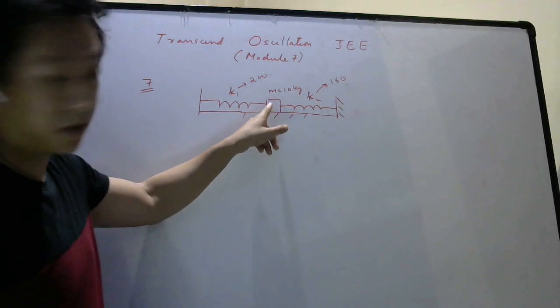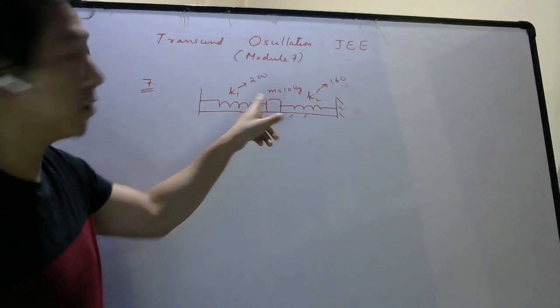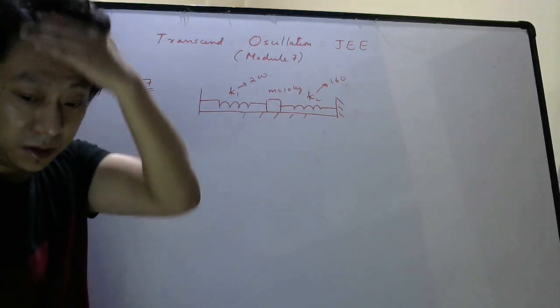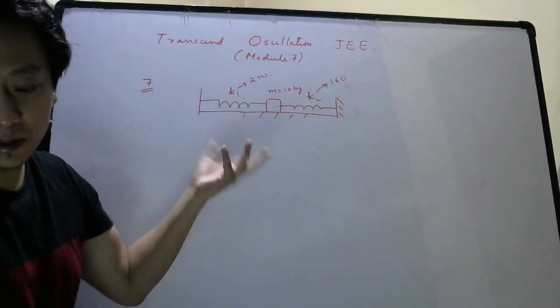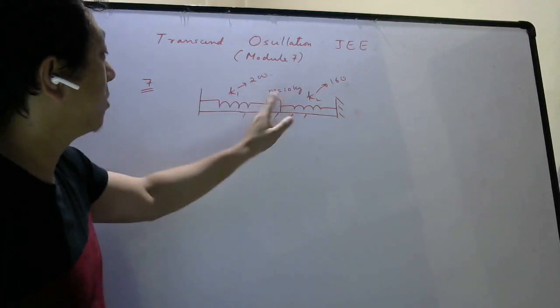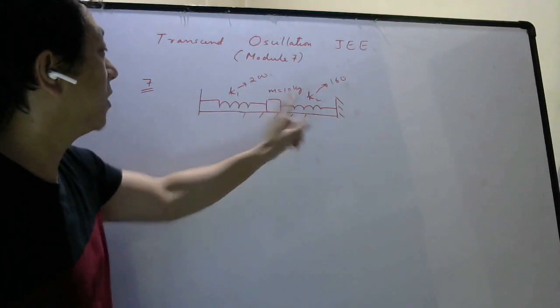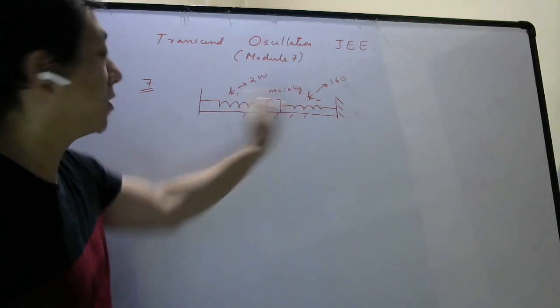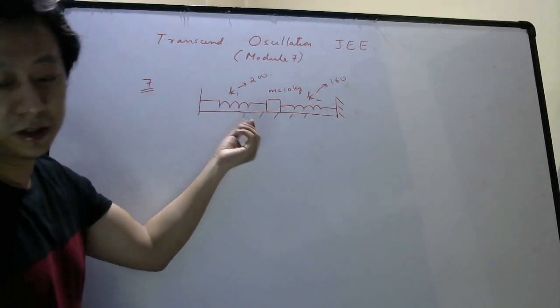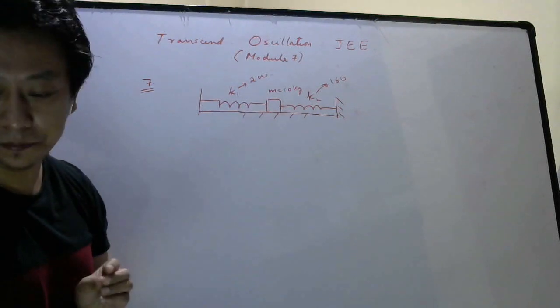Initially the block is at rest here at equilibrium. So both the springs are neither stretched nor compressed. Equilibrium means net force should be zero, so this block should not feel any spring force from either side. There should not be any stretch or compression in any one of the springs.